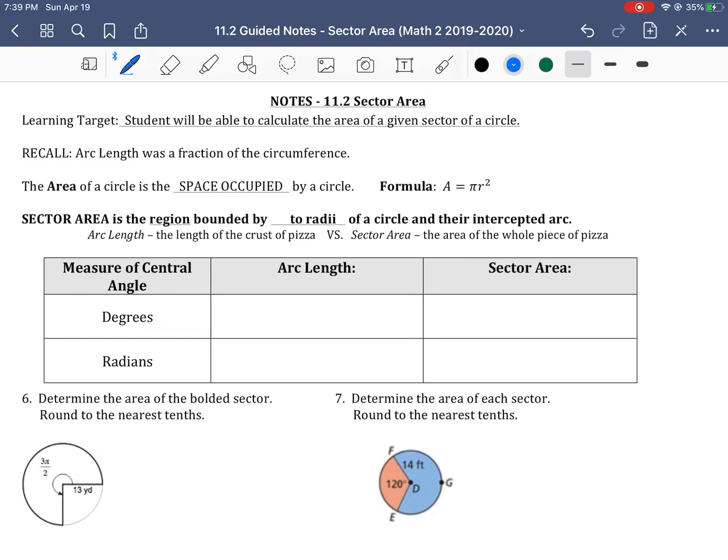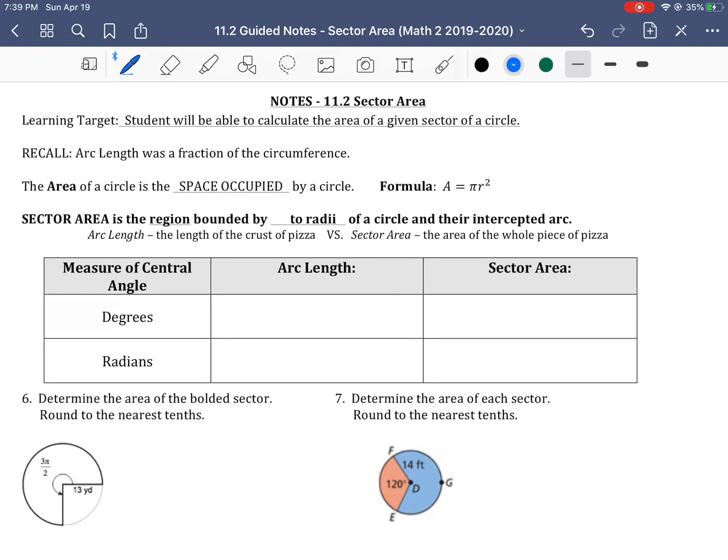All right, in this video we were just going to talk about calculating sector area. This is the last new section that we'll be covering in the year that you'll see on your mid-quarter exam next week before we start our end-of-year review.